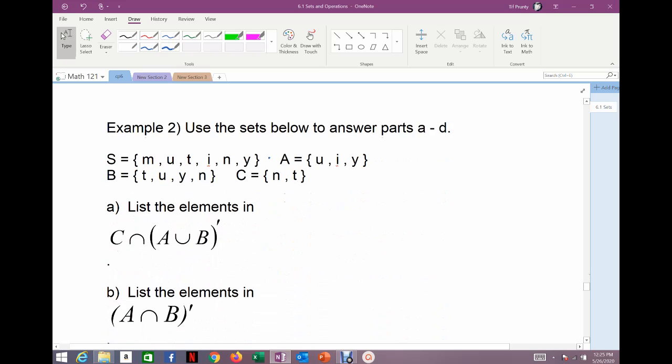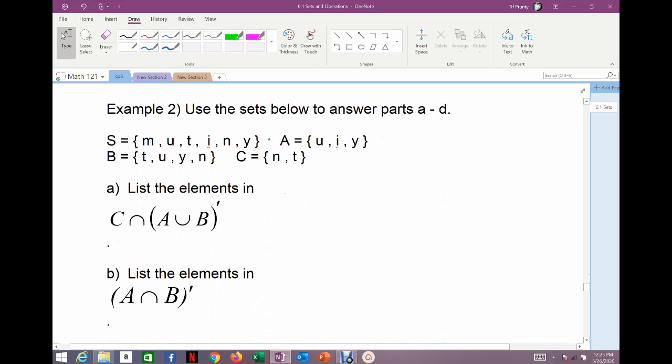Alright, next example. Instead of numbers, I gave you letters. So I picked the word mutiny, M-U-T-I-N-Y. Those are my universal set. S is my universal. And then A, B, C are subsets. So there are small groups of those letters in the word mutiny. Alright, so list the elements in that group.